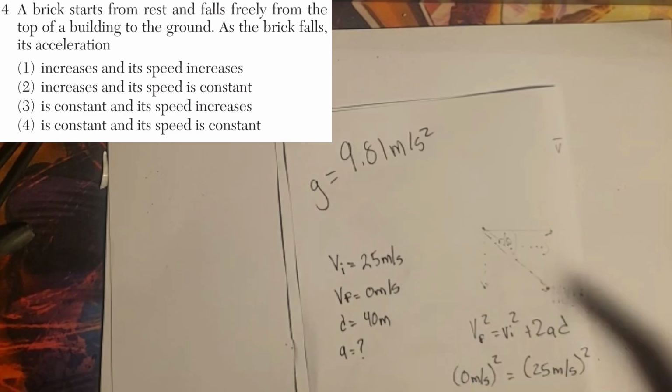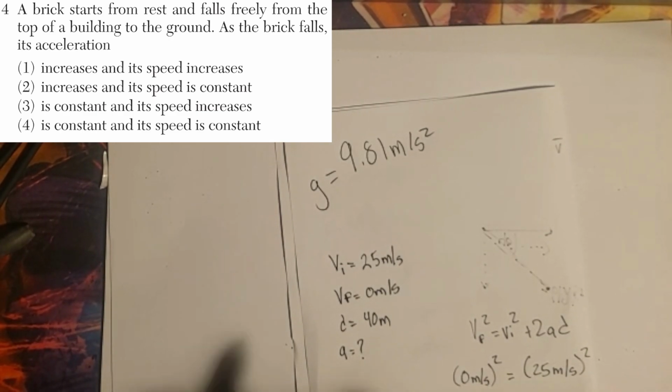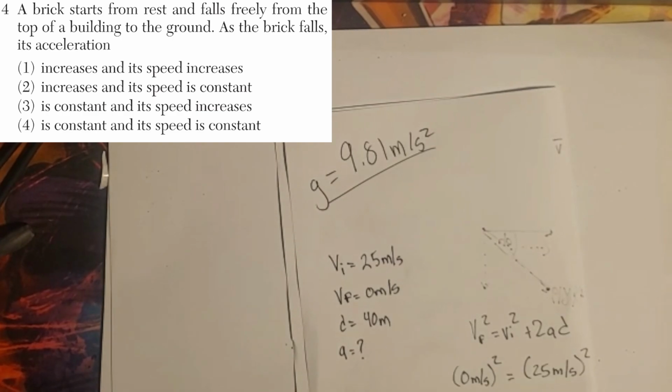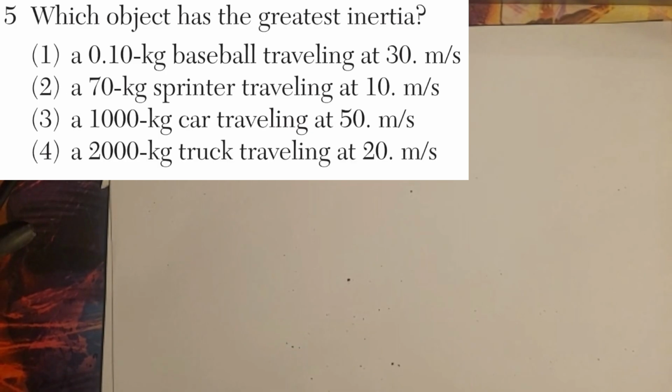So as the brick is falling, its acceleration remains constant at 9.81 meters per second squared. And we're going to be getting faster, right? We know that as objects fall, they get faster and faster and faster and faster. So our acceleration is constant, and our speed increases, which would lead us to option 3 there. Constant acceleration, but an increasing speed.